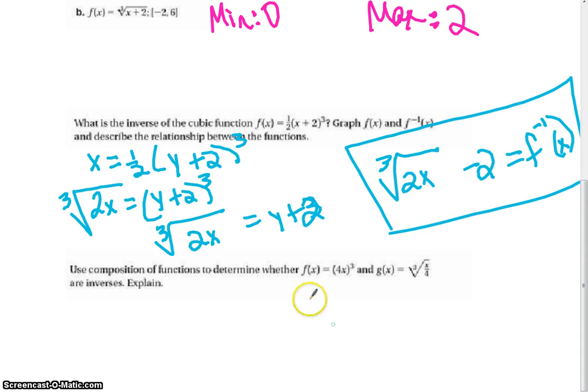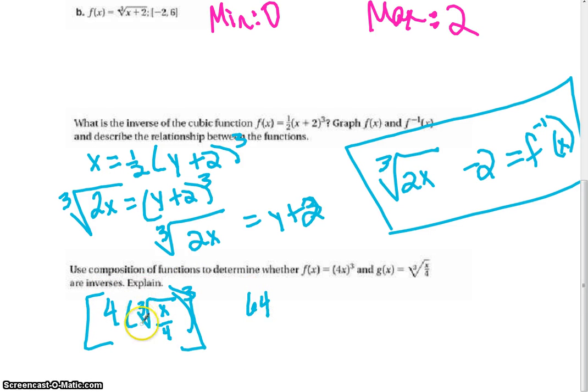And then the last thing is to use composition of functions to figure out if they are inverse or not. So if you say 4 times the cubed root of x over 4 to the 3rd. This whole thing is to the 3rd though. 4 to the 3rd is 64. If you raise something that's cubed to the 3rd power, you just cancel the cubed root and the cube out. So it's 64 times x over 4. 4 cancels into 64. 16x is what you get. Is this just plain old x? No. So they are not inverse.